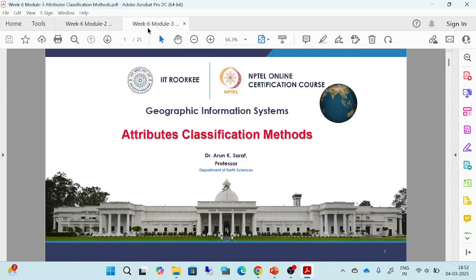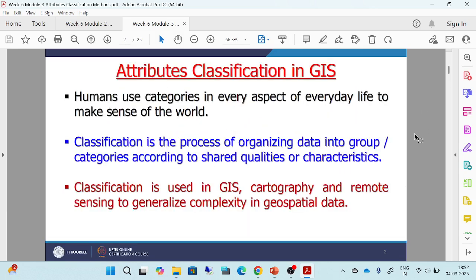Then attribute classification methods were discussed. Basically, humans use categories in every aspect of everyday life to make sense of the world. As I was giving the example from the beginning, if you have an India map, it has country boundaries, administrative boundaries, the district boundaries, and if you go into more detail, maybe the city boundaries or village boundaries. All those aspects are kept in the attribute table, and based on your requirement you can select or deselect them and then use the file accordingly.